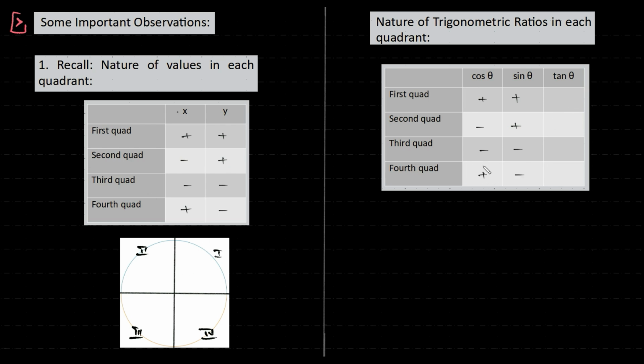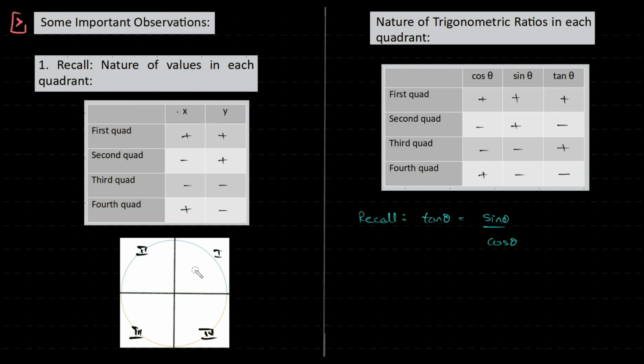With this information, can we derive tan theta? Think about it. We can, right? So tan theta is what? Tan theta is nothing but sine theta by cos theta. So basically we need to divide. Positive divided by positive is positive, negative divided by positive is negative, negative by negative is positive, positive by negative is, yes, negative.